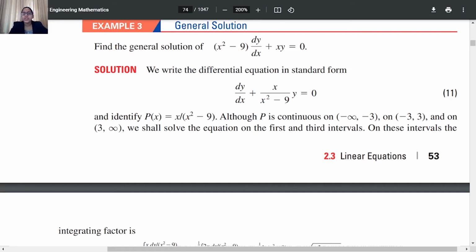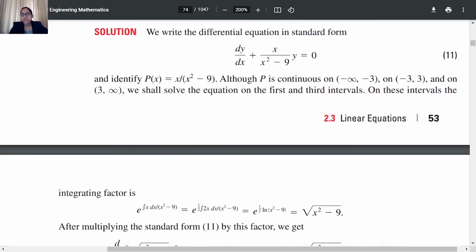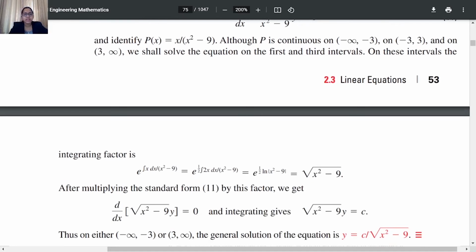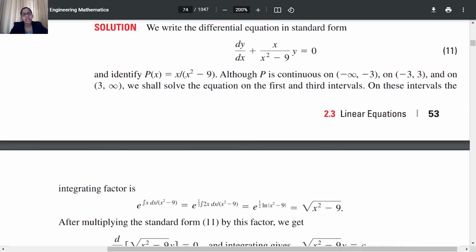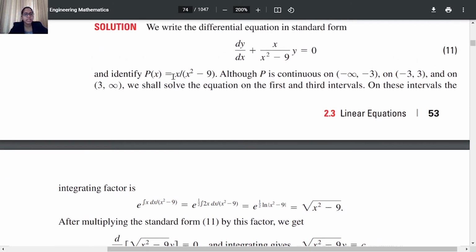Okay, so on the first and third interval, we shall find the remaining is same. How to determine? The general solution is same. We just have to find what will be the integrating factor. Integrating factor will be e raised to integral of x by x square minus 9 dx. So I will have to do substitution method here. How to integrate x by x square minus 9?